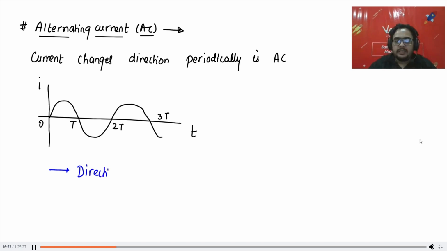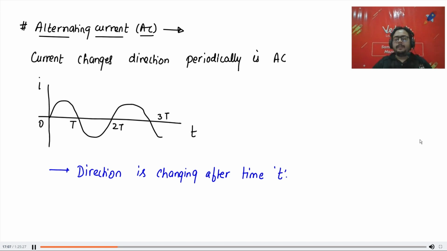Direction is changing after time T. Okay. बेटा clockwise anti clockwise का कुछ मतलब नहीं है. Okay. If it is changing its direction, it is alternating current.